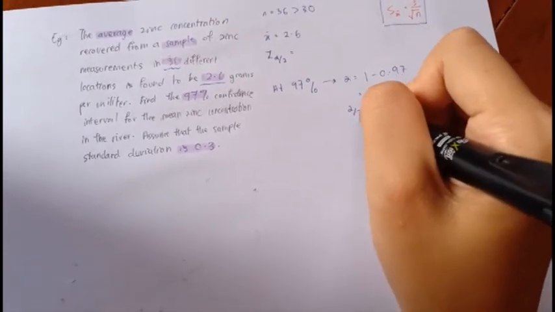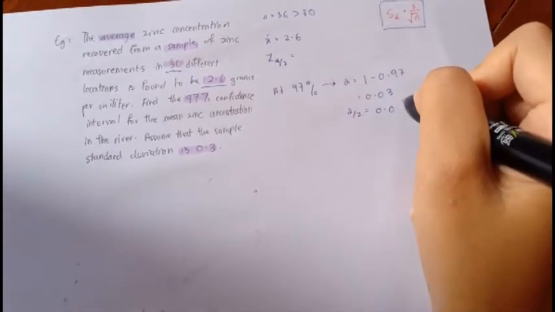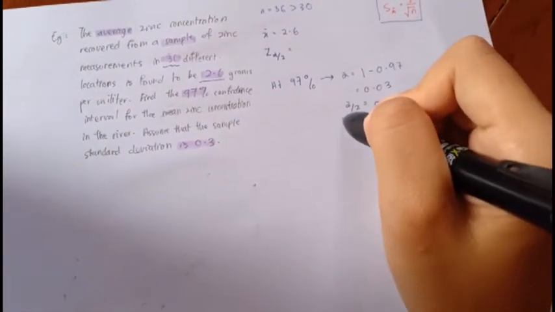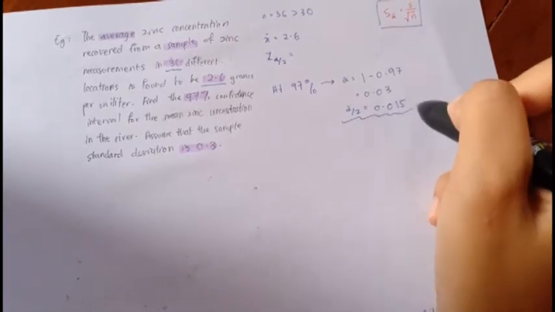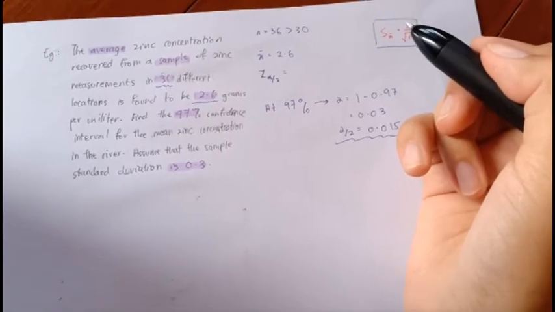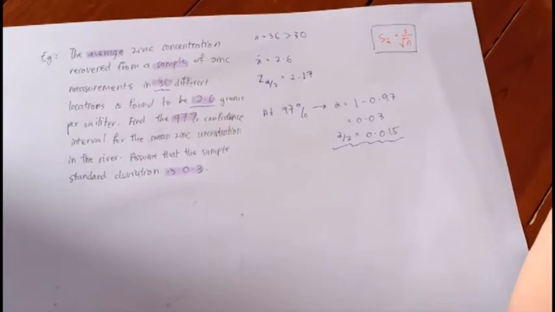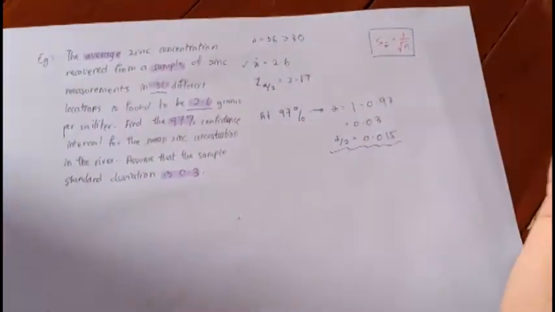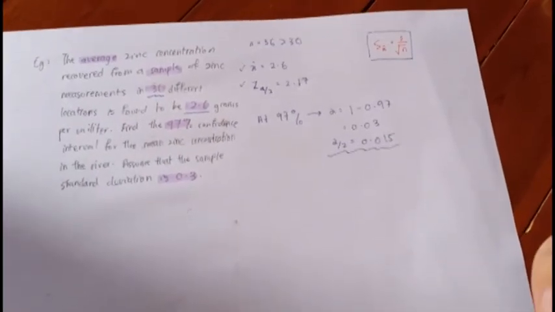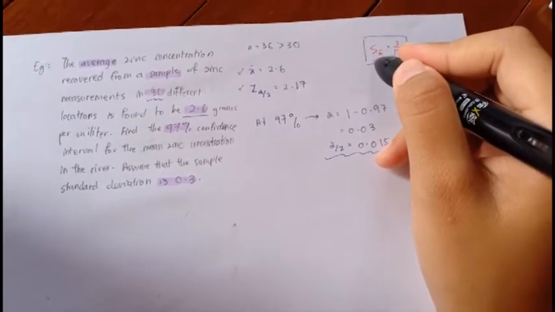So now we divide it by 2, will become... so we will need to find this value in the Z table, and from the Z table we will obtain 2.17. Now we have the mean and the value from the Z table. Okay, next we will use this formula to find the error.